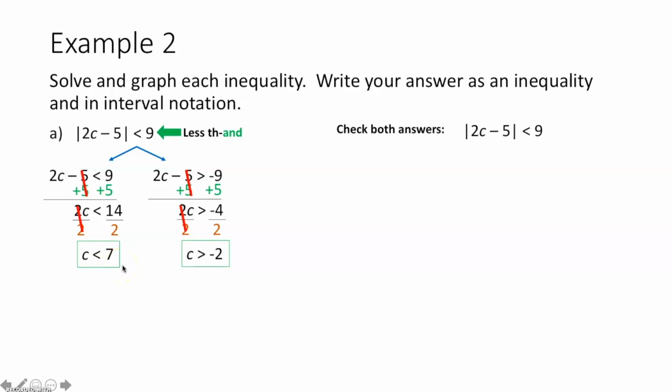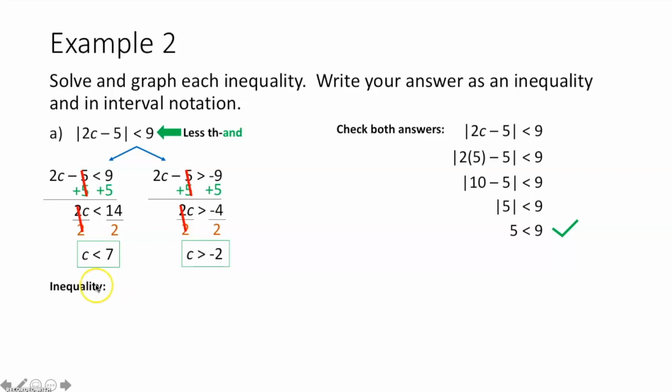I'm going to pick a c value that's in between negative 2 and 7 and plug it back into my original absolute value inequality. So I'm going to pick 5. If I plug in 5 for c, what's 2 times 5? That's 10. And what's 10 minus 5? That's 5. What's the absolute value of 5? That is 5. And is 5 less than 9? Yes, it is. So this checks out.